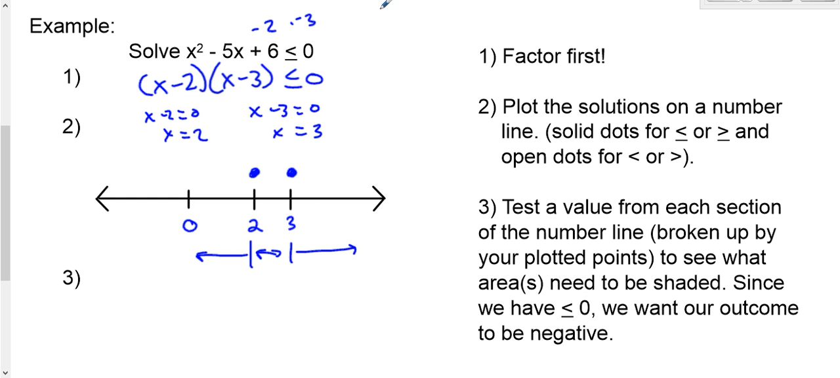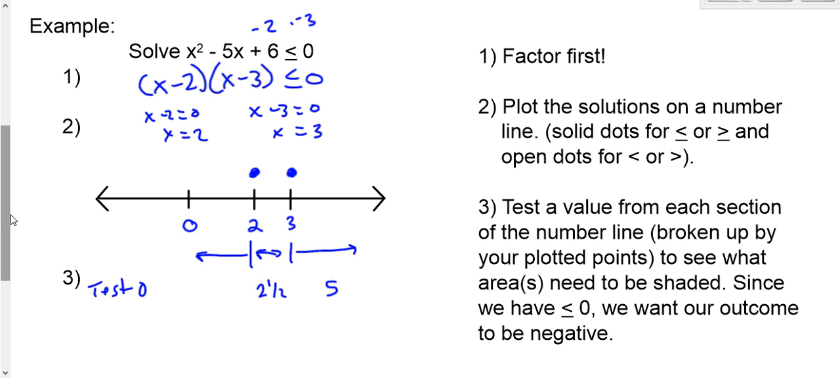So what we're going to do is choose a couple test points. Over here, I want to use 0. So I'm going to test 0. I'm also going to test a value in between 2 and 3. Let's say 2.5. And a value to the right of 3, I have 5. It doesn't matter what number you choose, whatever you want.